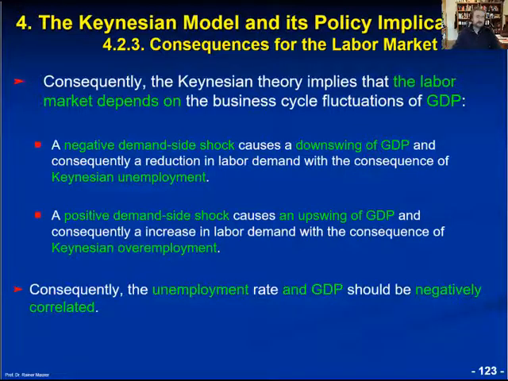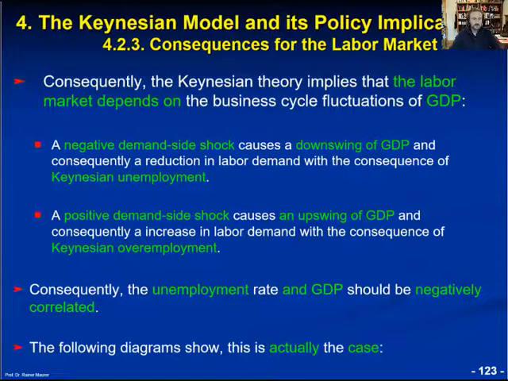So consequently, the unemployment rate and GDP should be negatively correlated. If GDP grows caused by an economic boom, the unemployment rate should go down. And if GDP shrinks caused by an economic downswing, the unemployment rate should go up. The following diagrams show that this is actually the case.